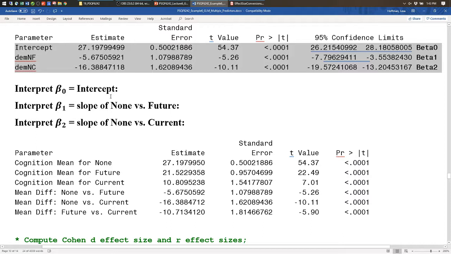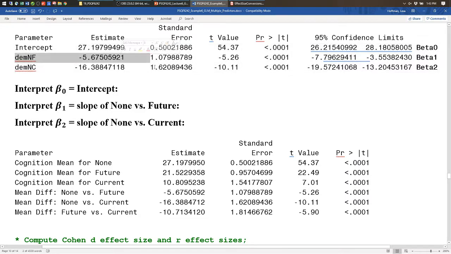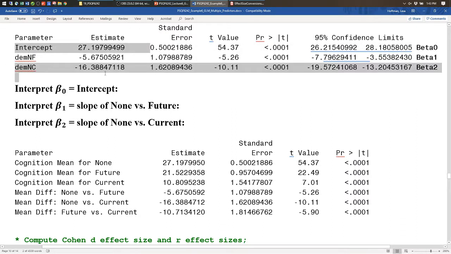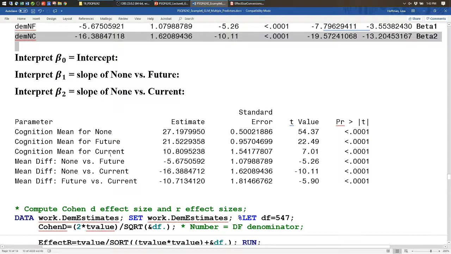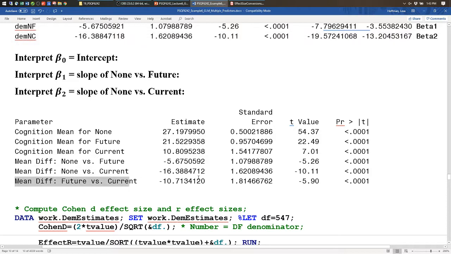Here's my model results. 27 is predicted cognition for what kind of person? The none group. Relative to them, what happens in the future group? Lower by 5-ish, right? Relative to my none group of 27, what happens in my current group? Much lower by 16. And if I take the difference between these slopes, minus 16 versus minus 5, that is the mean difference of future versus current. That's my linear combination.